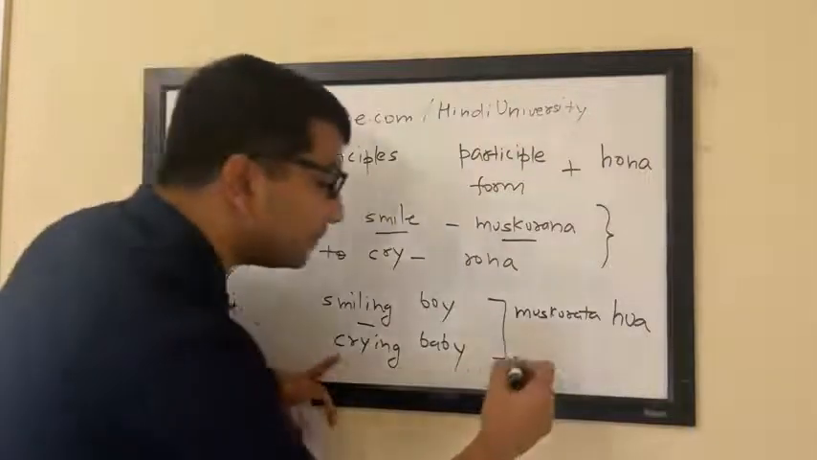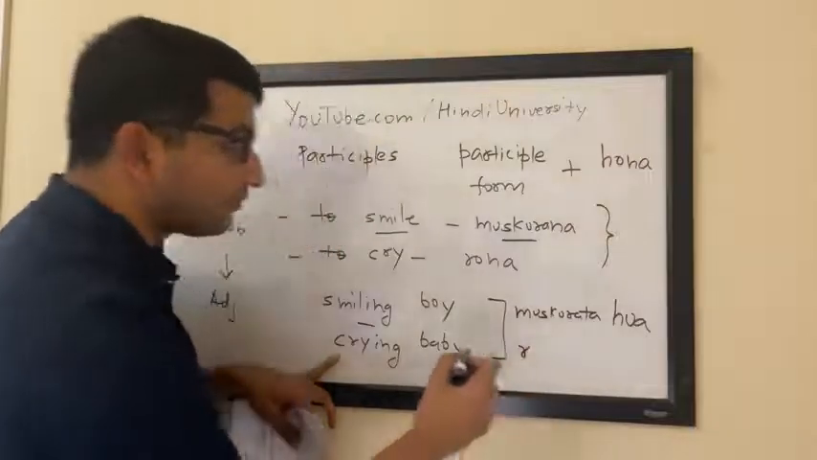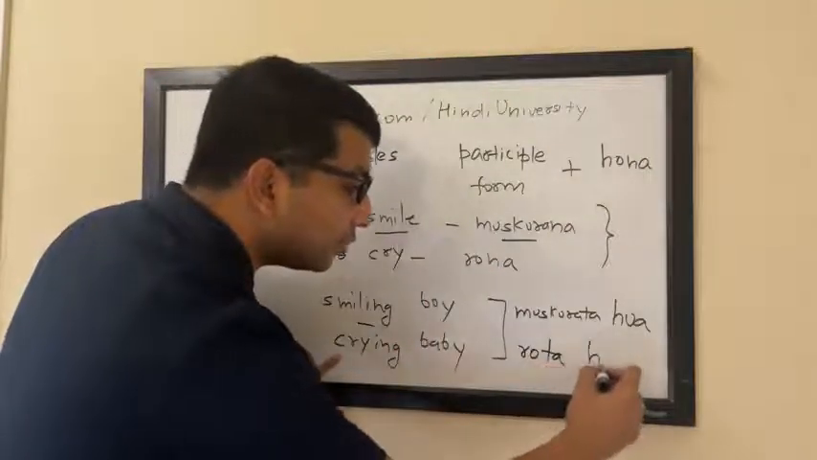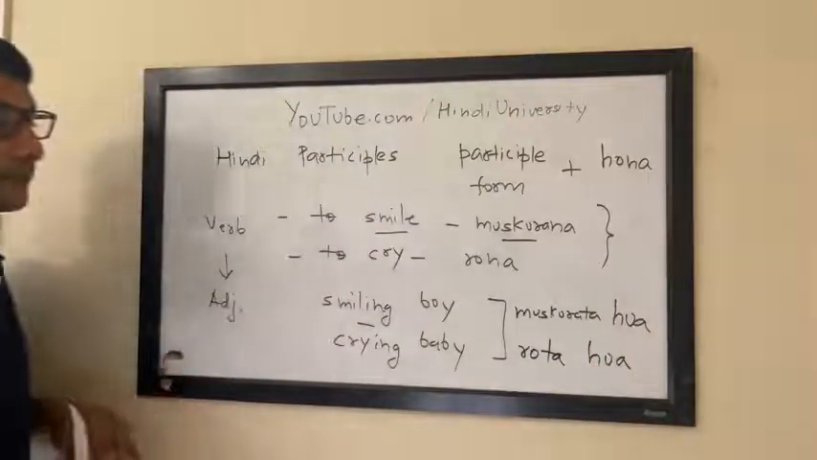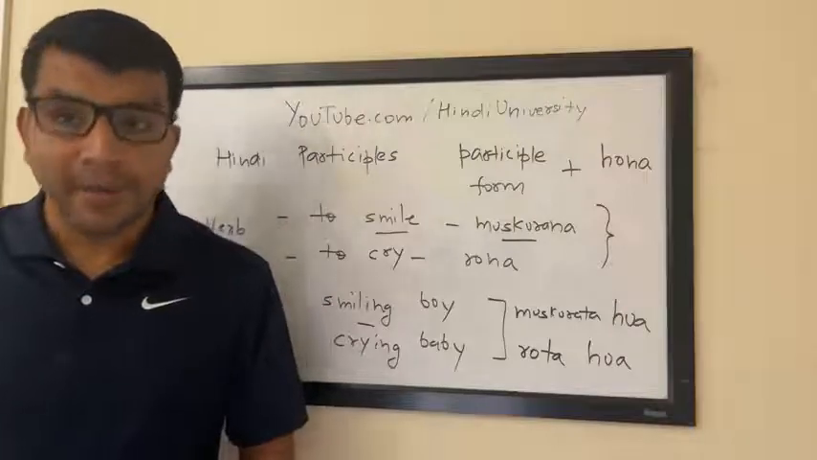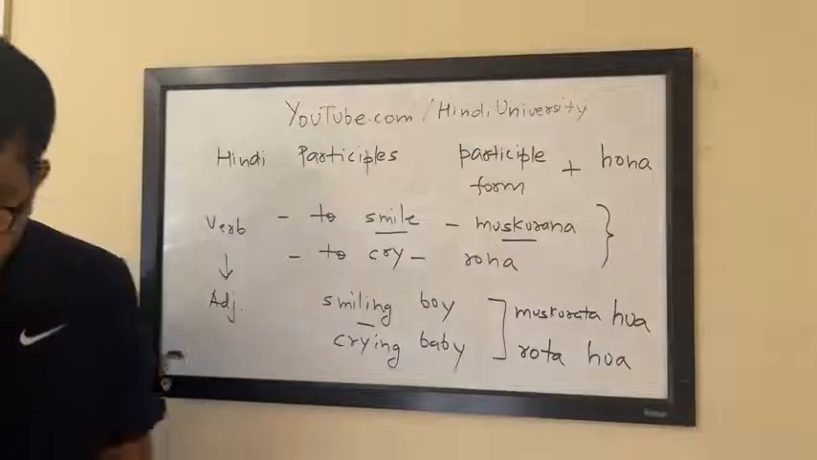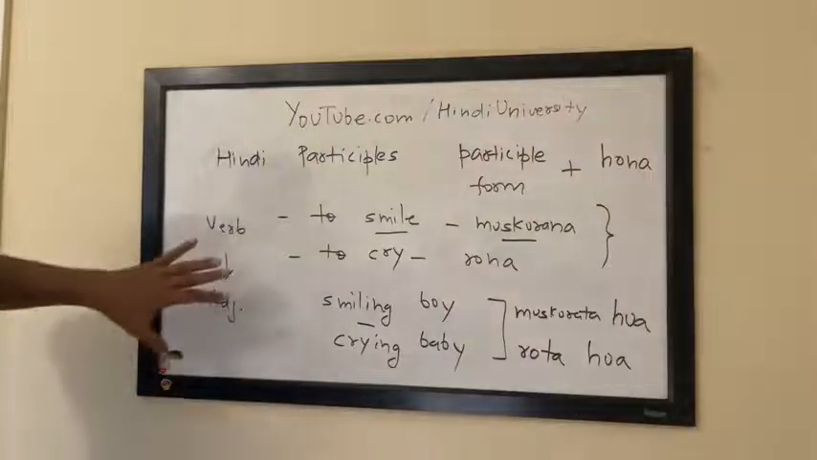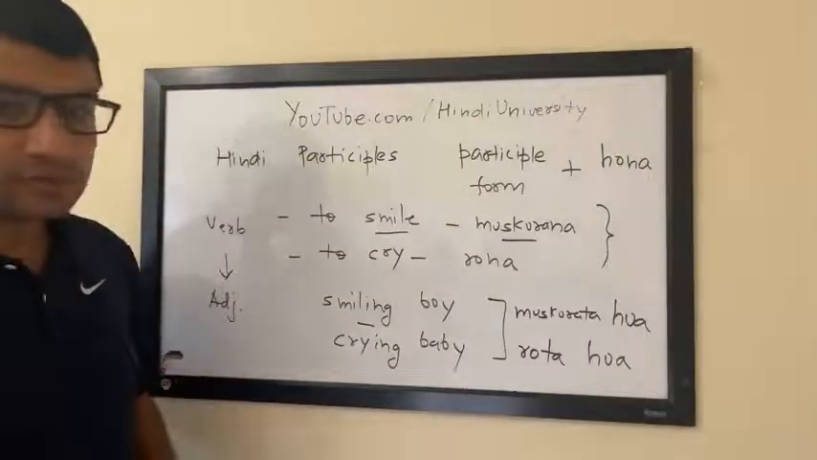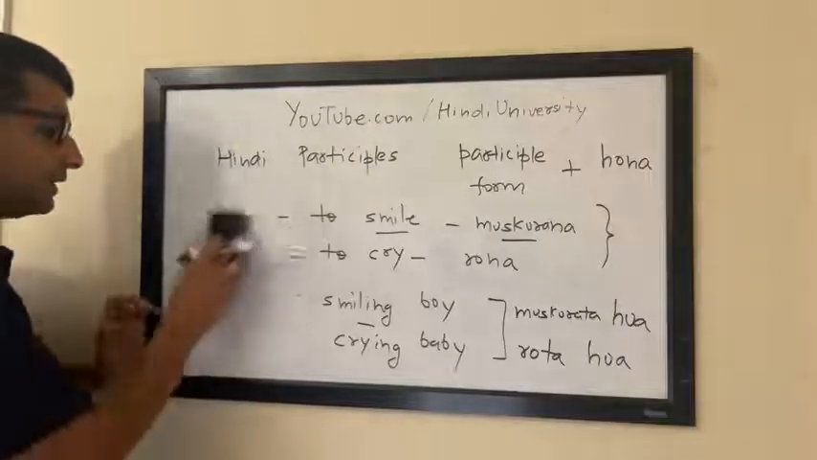Similarly, crying baby, we changed the form of rona to an imperfective participle and we said rota hua bacha. So these were the examples of imperfective participle. If you want to go into the detail, you can go two lectures back, and that was the whole concept where we learned about it.